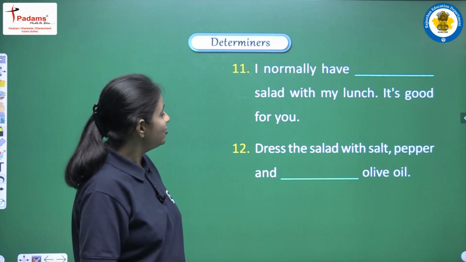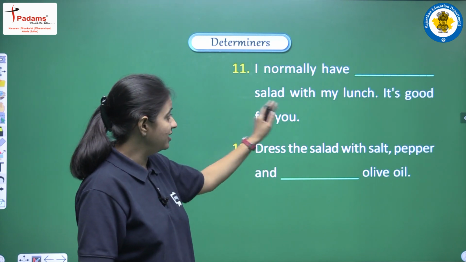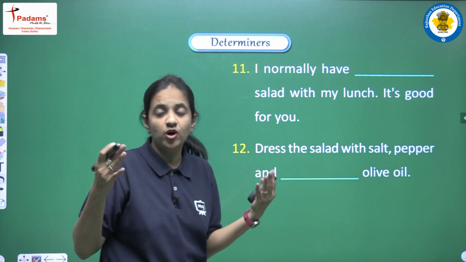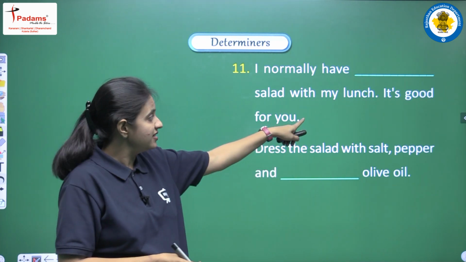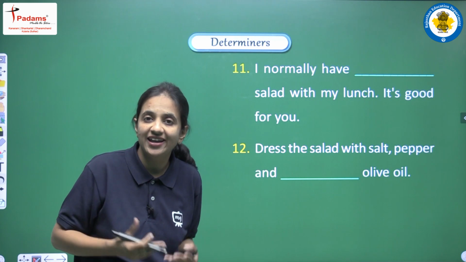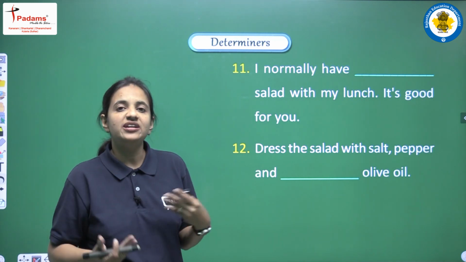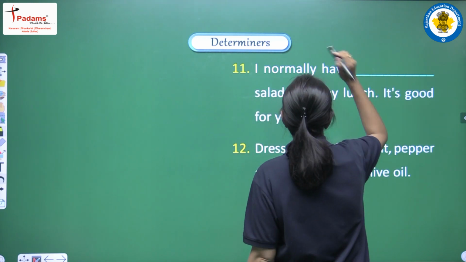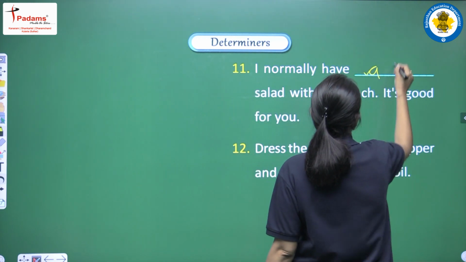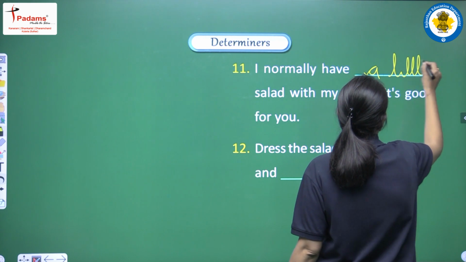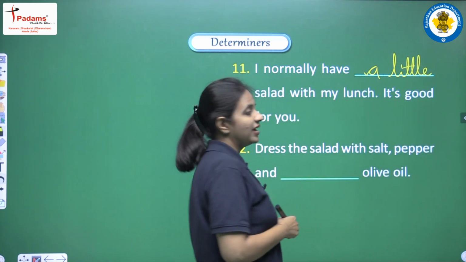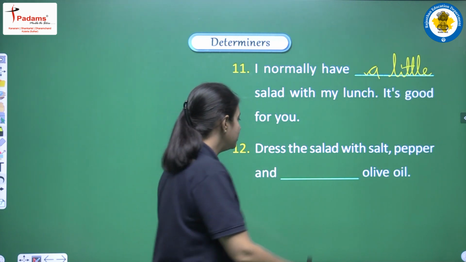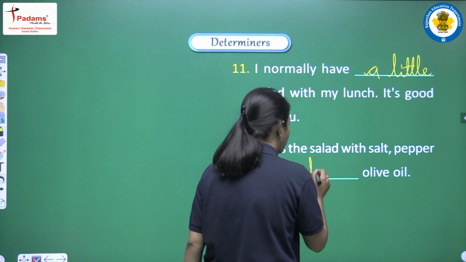Next is I normally have a little salad with my lunch, it's good for you. So here we are talking about some positive meaning, that because of this reason that salad is good for our health. So this is the reason that every day I include salad in my lunch. So here our answer will be that I normally have a little salad with my lunch. Next is dress the salad with salt, pepper and a little olive oil.